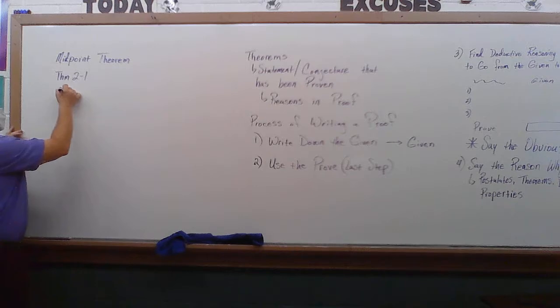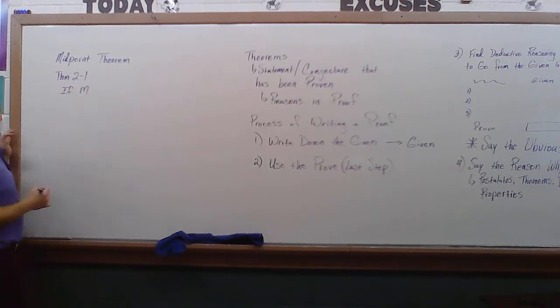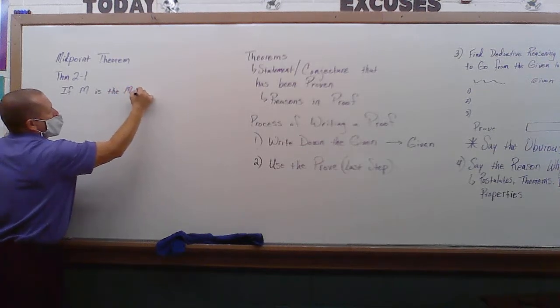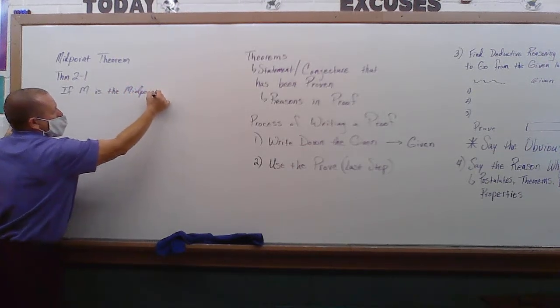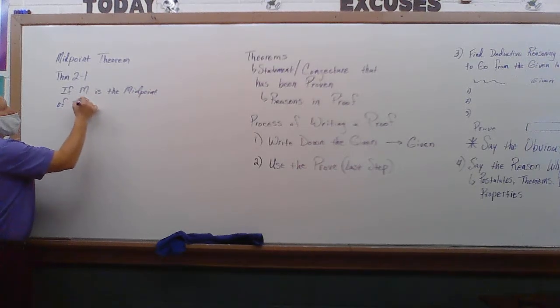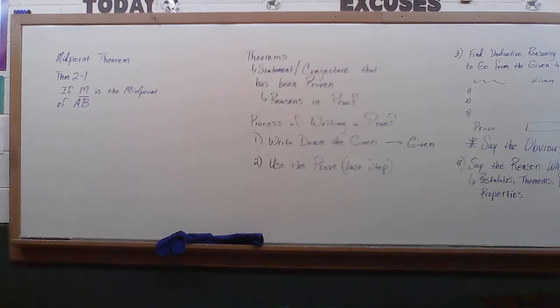Okay, so this says if M is the midpoint of AB. Can I put the little arrows on this one? Of AB? Why? It stops. Yeah, this stops, and if it's a midpoint, there's no way it could be a midpoint of a line, because lines go on into infinity in both directions, okay?